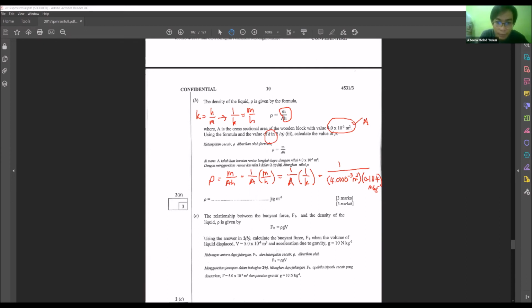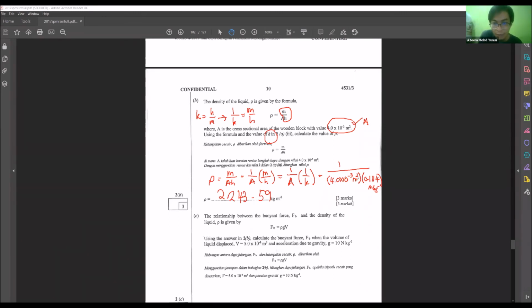So plug that into the calculator. You will get 2243.59. 2 decimal places is enough. And the unit should be kg m negative 3. So you are safe here because it gave us the unit already. We don't need to find it from the formula. But if you want, you can.